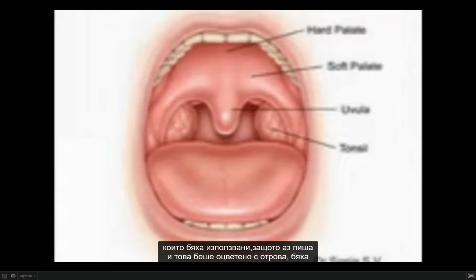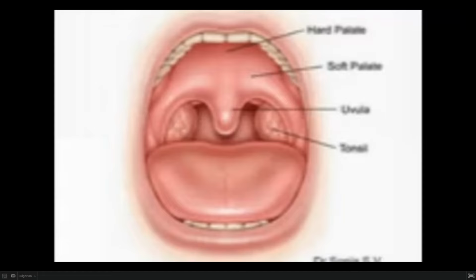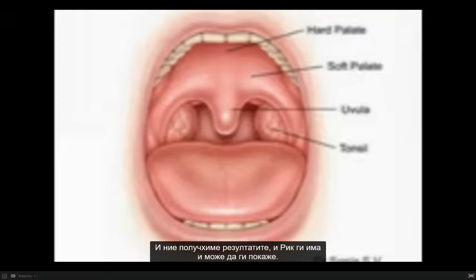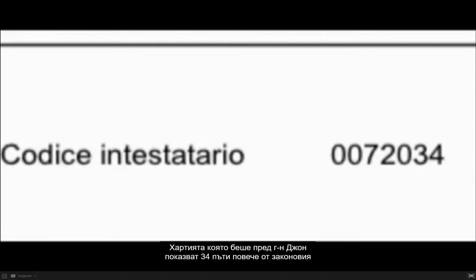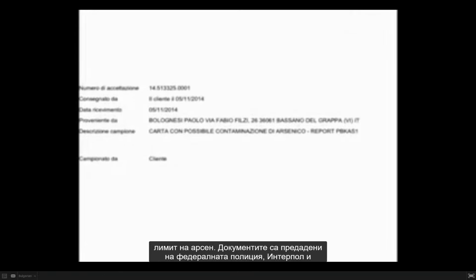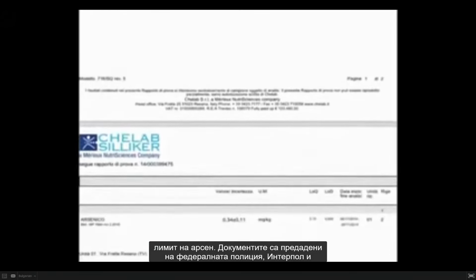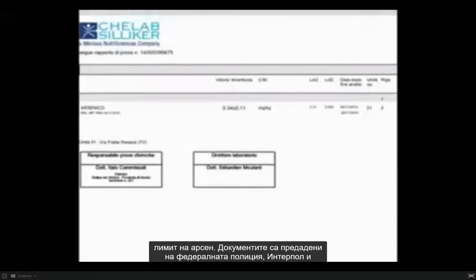The papers which were used, because I write and that's what it was, laced with poison, have been tested by an independent laboratory in the country. We received the results today, and Rick is in possession of the papers. The papers which had been in front of Mr. John Skelton show 34 times more than the legal limit of arsenic. Documents have been passed on to the federal police and Interpol, and inquiries for attempted murder have started.